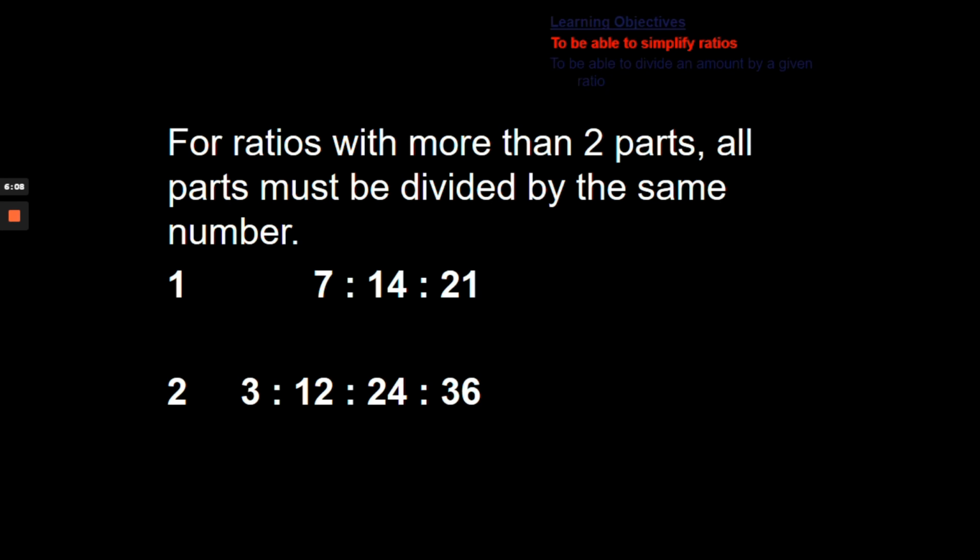So here I'm going to show you, those that didn't try the red ones, how to work out the 3. So for ratios in more than 2 parts, all parts must be divided by the same number. So 7, 14 and 21. Which times table are 7, 14, 21 in? That's the 7s. How many 7s are in 7? That would be 1. How many 7s in 14? That would be 2. How many 7s are in 21? That would be 3. So that would cancel down to 1, to 2, to 3.